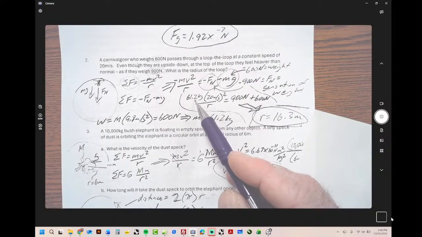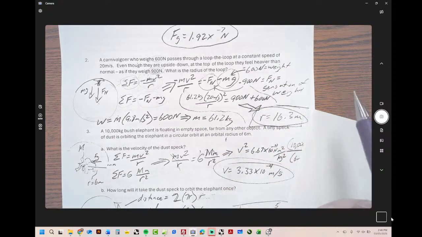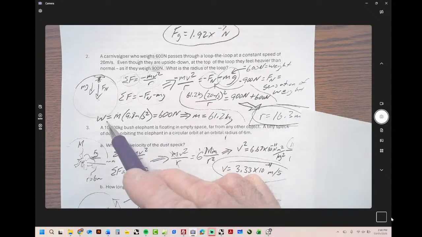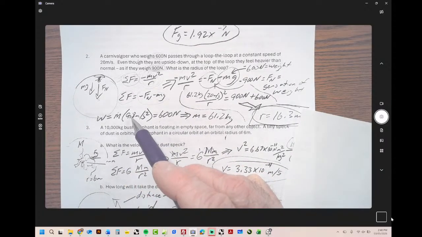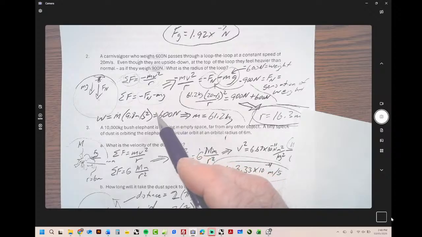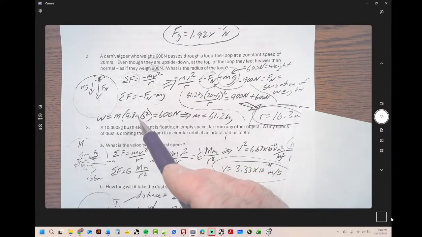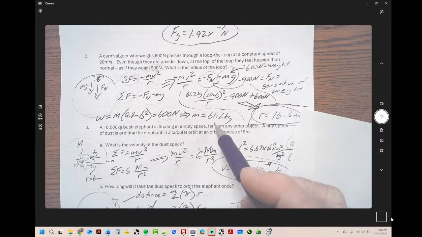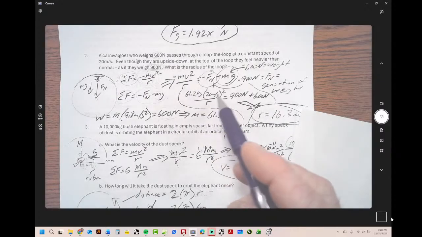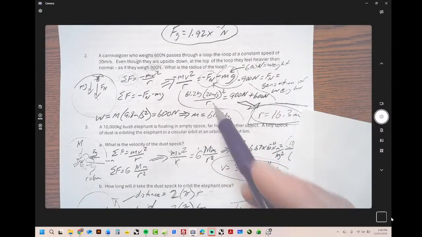M is not given, but if you have weight, you can find mass. Weight equals mass times 9.8. M times 9.8 is 600. That's the weight. This is g. This is m. So m has to be 61.2. So plug all that stuff in and then solve for r.